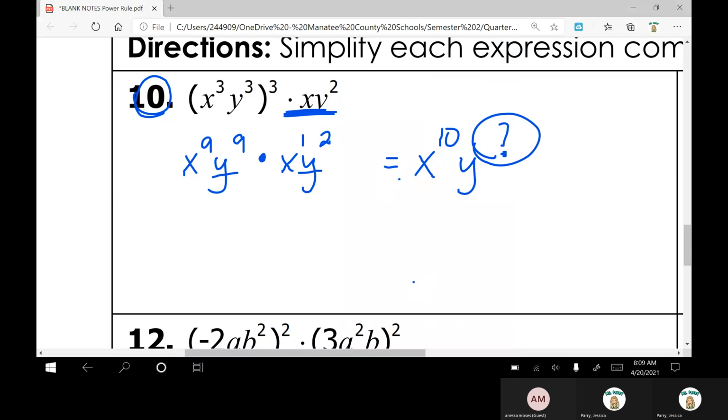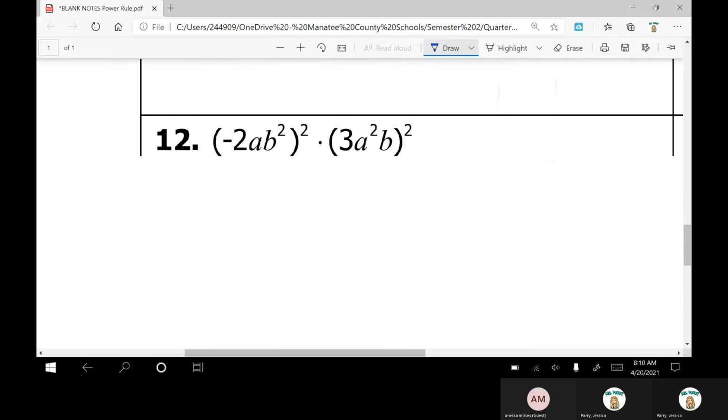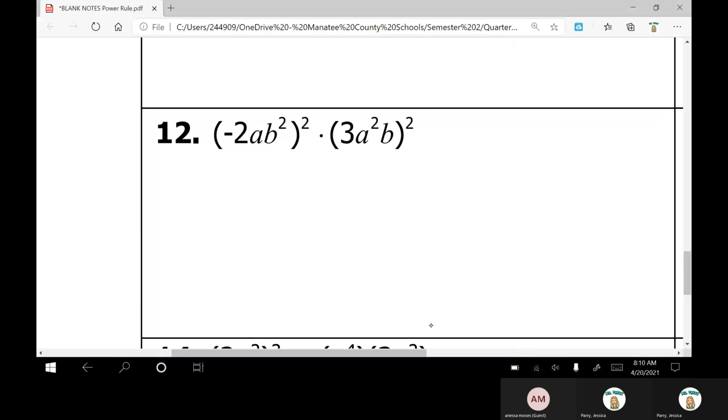This is the product rule, so all you do is add your exponents. 11, perfect, because 9 plus 2 is 11. And then there you go, that's your final answer there. Okay, let's do another one. Number 12.